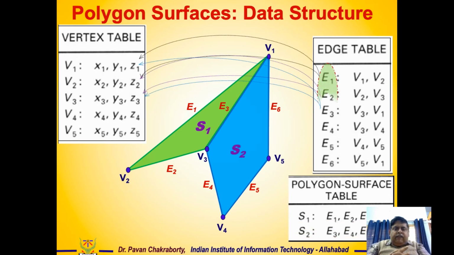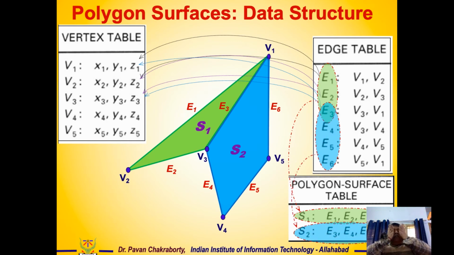Now, what is the difference? There is a hierarchy. As you see, each of these tables has been defined with a different color, which is shown here. So first I have the vertex table, which has the coordinates of the vertices, the points. So I've got x1, y1, z1, x2, y2, z2, up to x5, y5, z5. So there are basically 5 different vertices here.